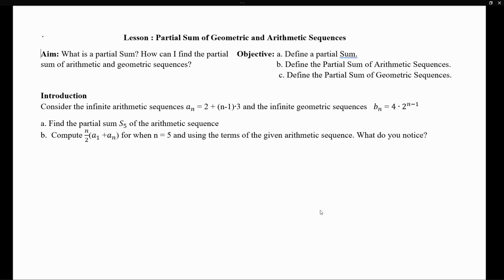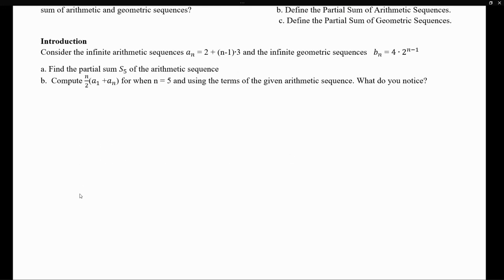Welcome. In this video, we will talk about the partial sum of geometric and arithmetic sequences. So let's start by discussing a small introduction question, which states: let's take into consideration two types of sequences. A of n is going to be an infinite arithmetic sequence, and B of n is going to be an infinite geometric sequence. For A, we want to find the fifth partial sum of the arithmetic sequence.